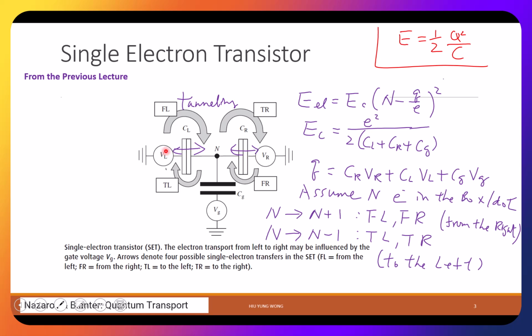So you can have from the left, FL means from the left, again through tunneling. You can tunnel one electron to here, or from the right, FR. Or you can take it away, change it from capital N to N minus 1, to the left or to the right. Only these 4 possible processes.